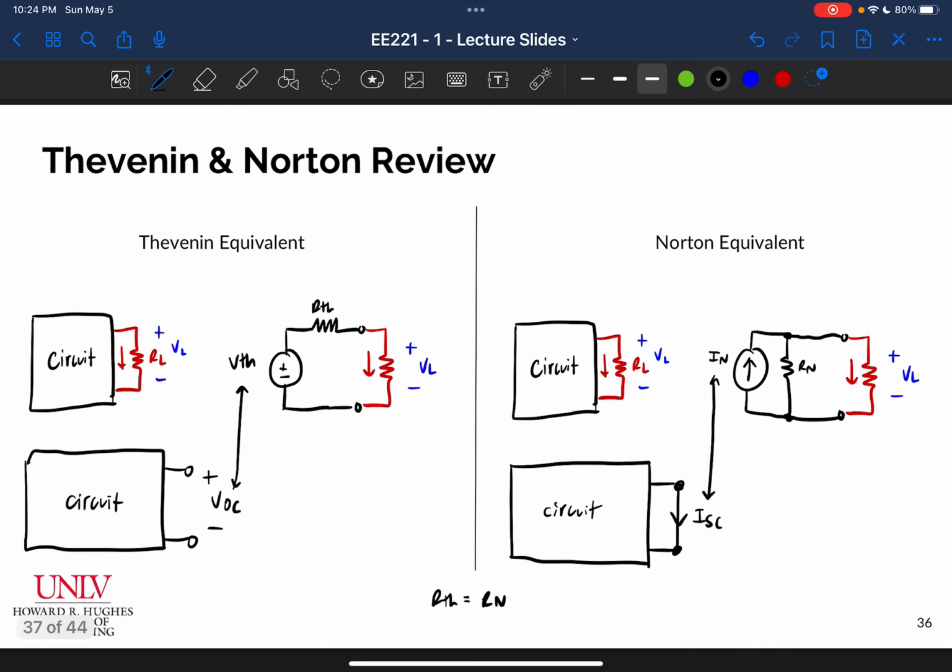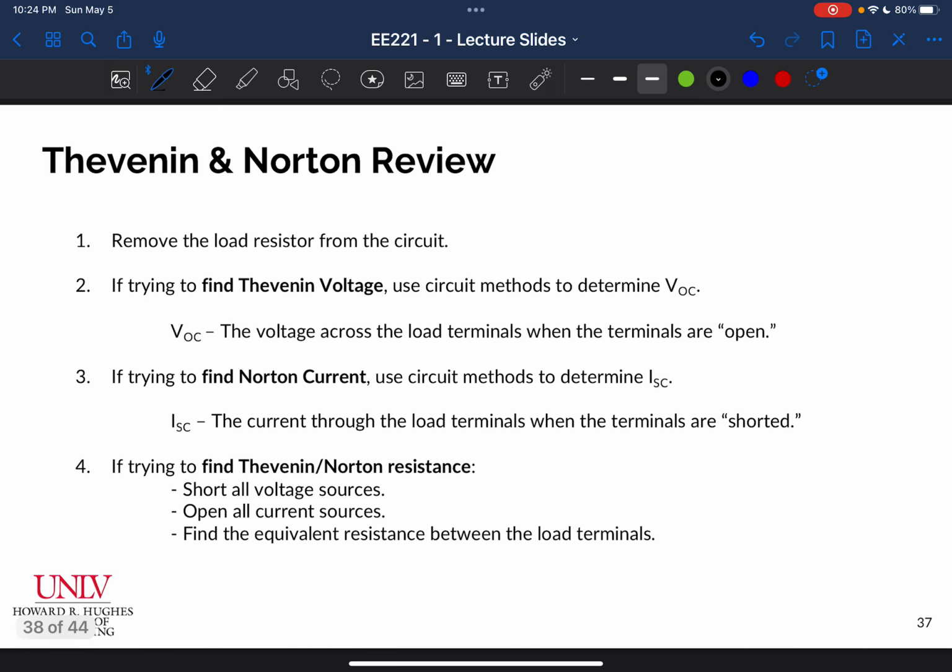So that's how I determine my open circuit voltage and my short circuit current. Once I have two of the three quantities, I don't need any of the others. I can use the first two to find the third one, but if you really wanted to find the resistance, all you have to do is short all the voltage sources, open all the current sources, and then find the equivalent resistance between the load terminals, okay?